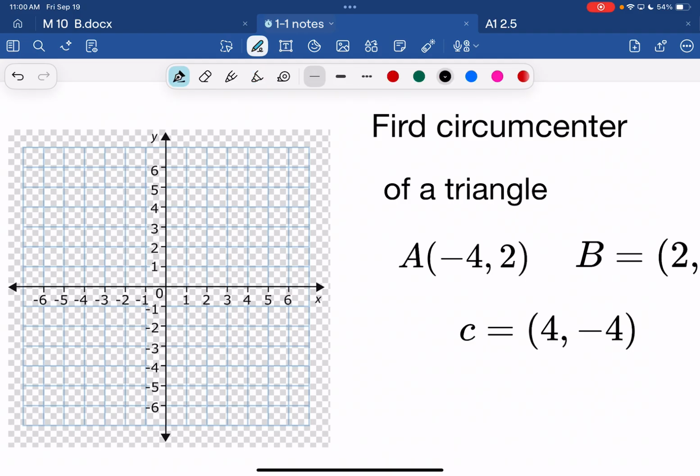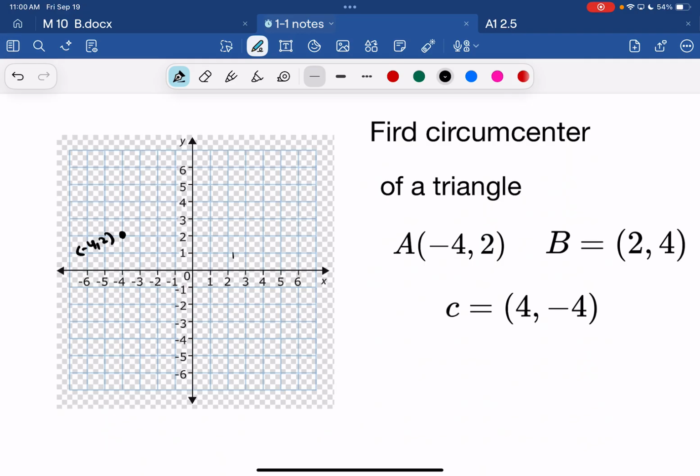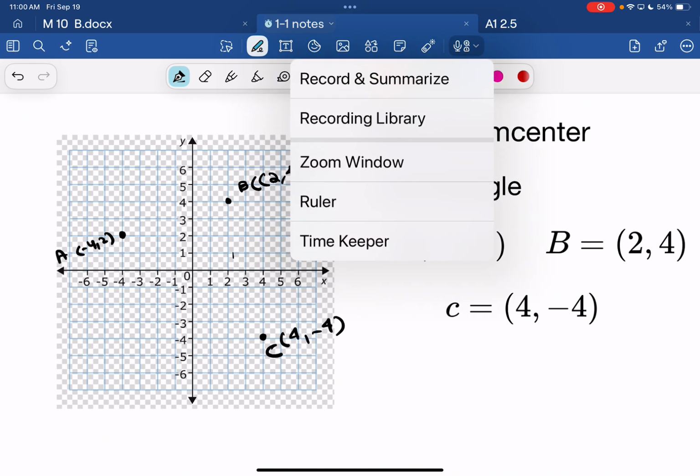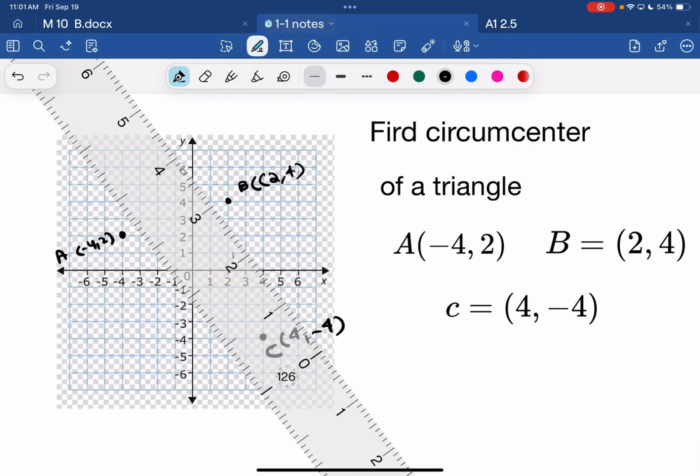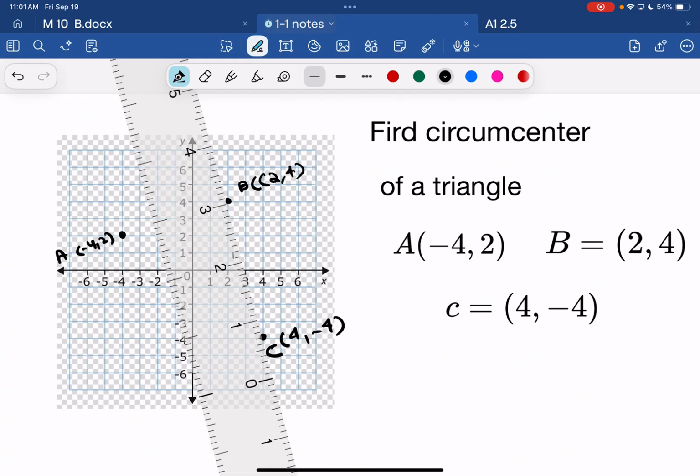We have -4, 2. It will go here. We have 2, 4. 2, 4 would go here. That is B. This is A. And then C is 4, -4. Now make sure you connect all these points using a ruler, straight line.